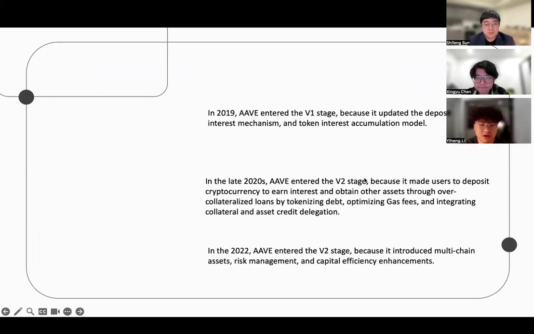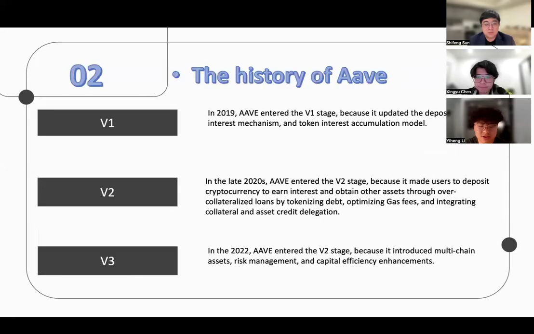Next page. Since its launch, Aave has undergone significant evolution from V1 to V3. Initially, it faced liquidity and efficiency challenges. Through continuous upgrades, Aave introduced liquidity pools, dynamic interest rate models, multiple chain deployments, and advanced risk management mechanisms. Next page.